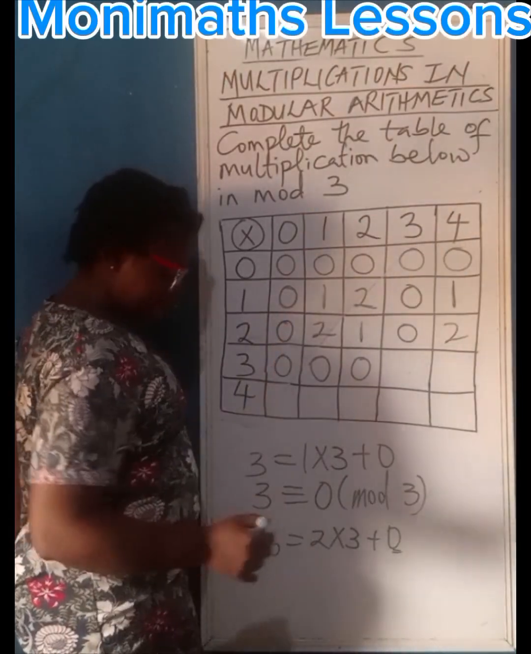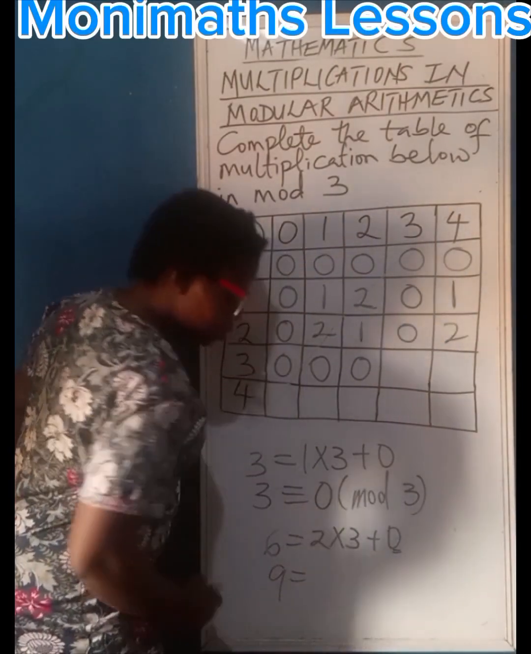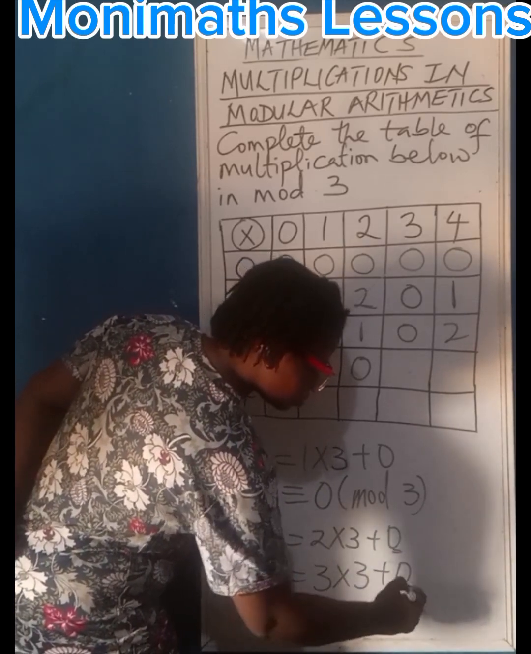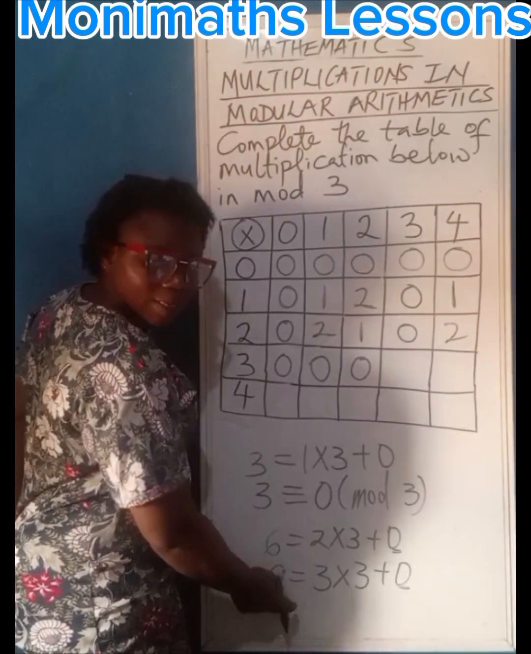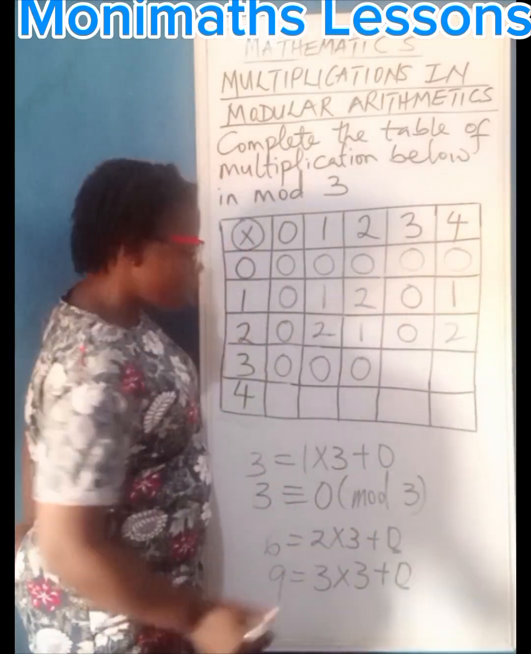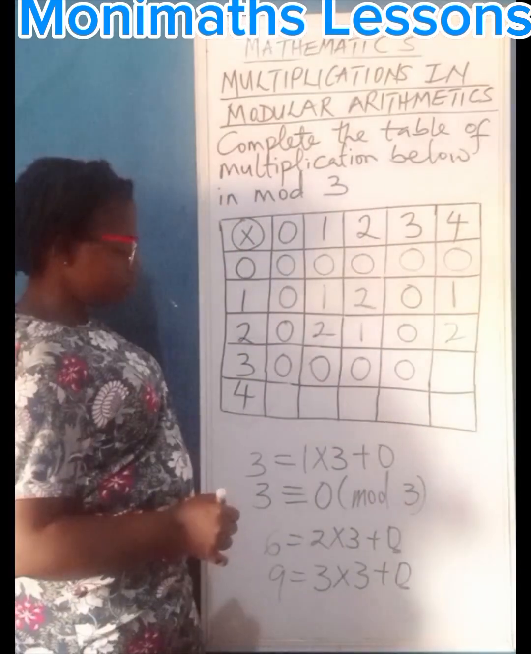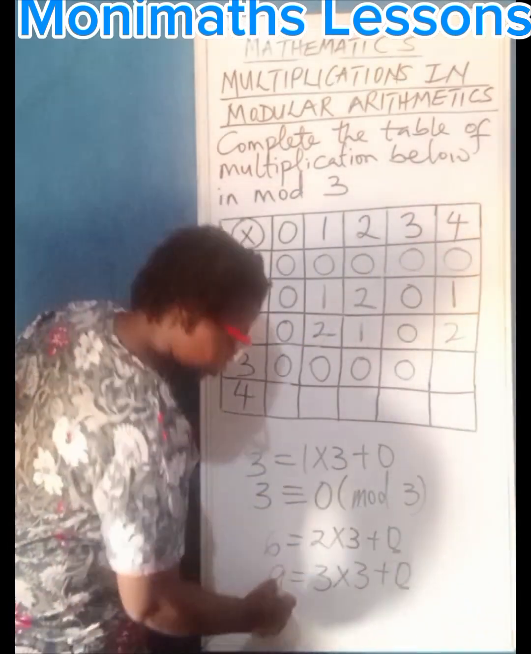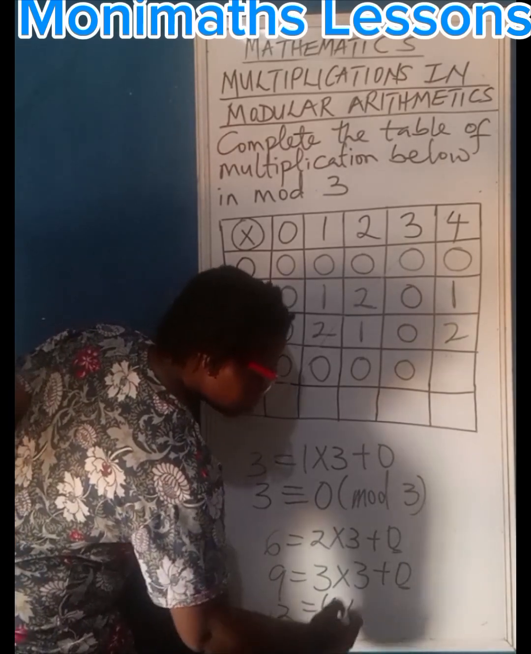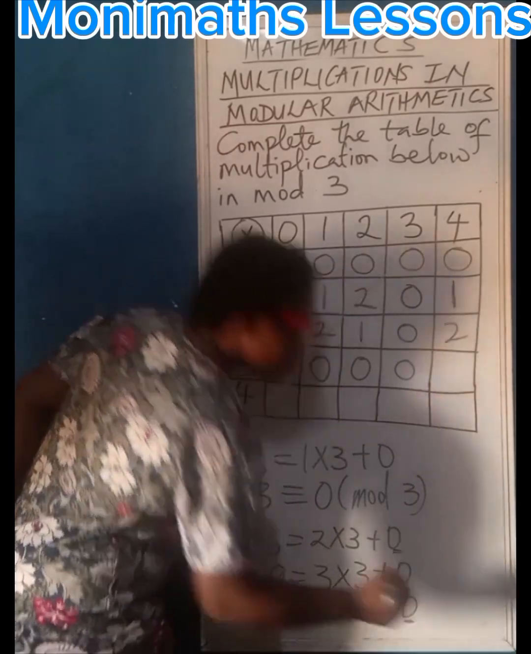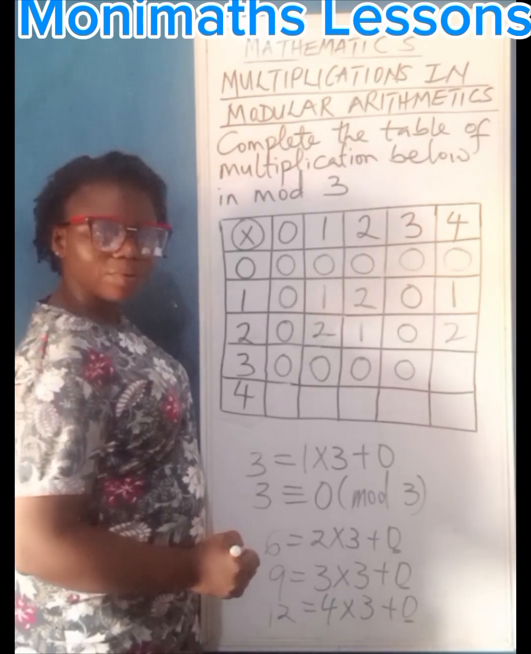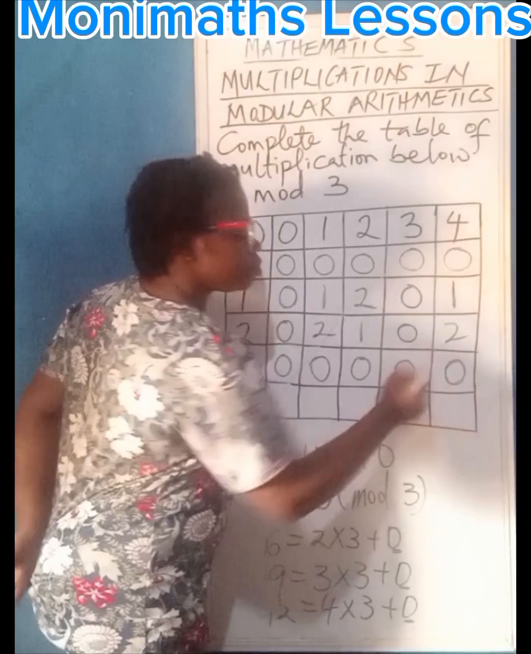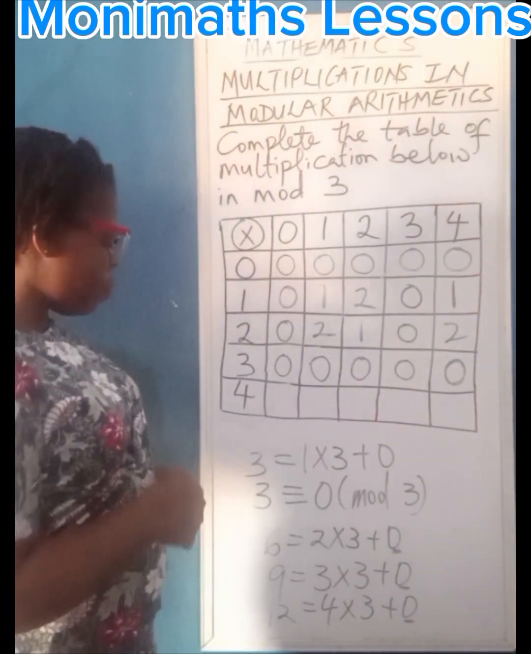3 times 3, 9. 9 in mod 3 is equivalent to 3 times 3 plus 0. So the equivalence of 9 in mod 3 is 0. So I'll write 0. 3 times 4 is 12. 12 in mod 3 is 4 times 3 plus 0. The equivalence of 12 in mod 3 is 0. So I'll write 0. Do you notice a pattern?